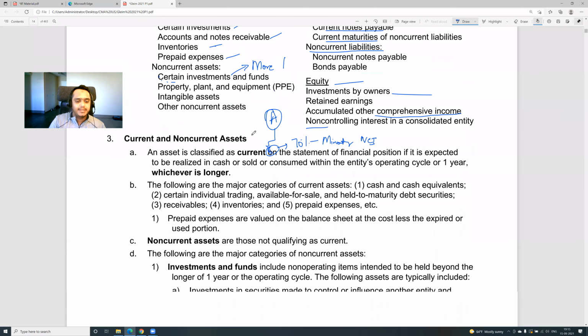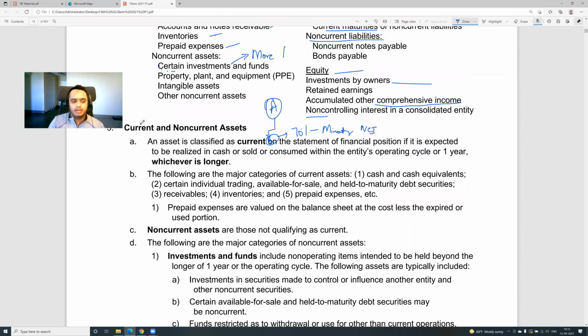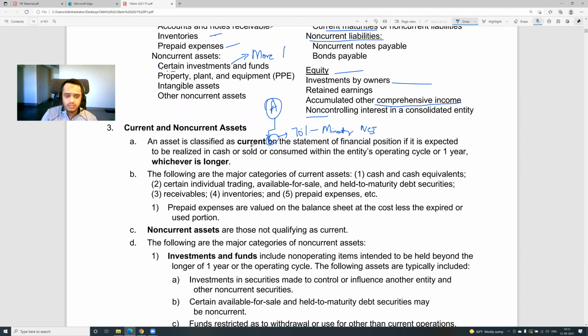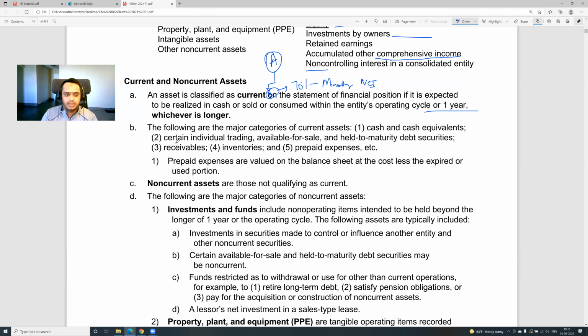Now, an asset is classified as current on the statement if it is expected to be sold within a year, or the operating cycle, whichever is longer. The following are the major categories of current assets. What are they? Cash, cash equivalents, trading securities, available for sale and held to maturity debt securities, receivables, inventories, prepaid expenses, etc. Now, these all are called current assets.